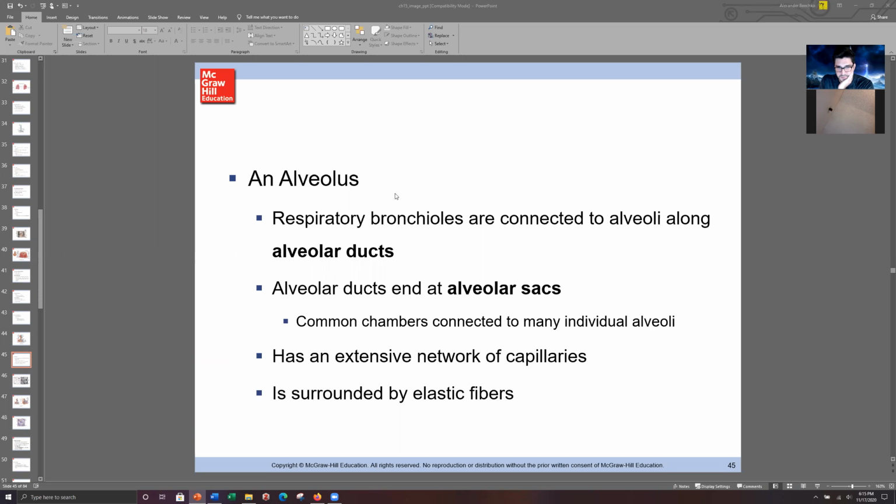So an alveolus, respiratory bronchioles are connected to alveoli along alveolar ducts. Alveolar ducts end at alveolar sacs, and we have common chambers connected to many individual alveoli, so we can transfer gas in between alveoli if necessary. So there's an extensive network of capillaries surrounded by elastic fibers so that they can retain their original shape.